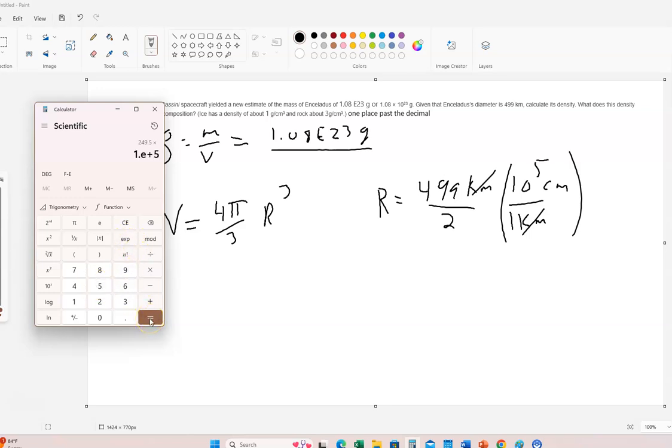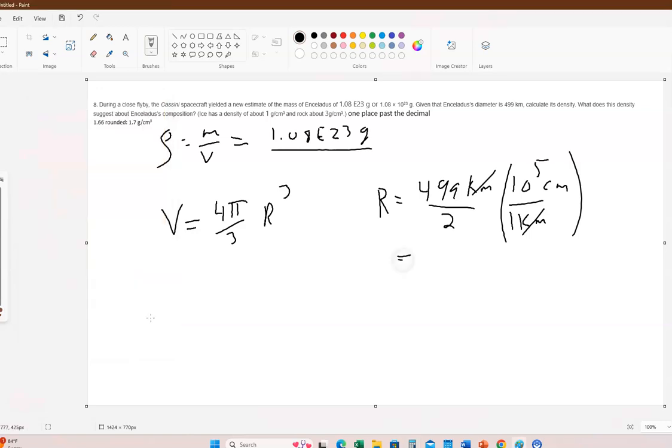There's several ways to write this. Before I even do this, you could just write 249.5 times 10 to the fifth, right? Or I like to write that E5, and that would be centimeters.